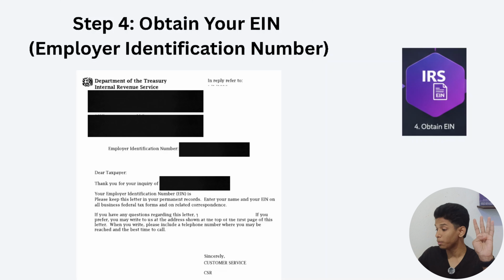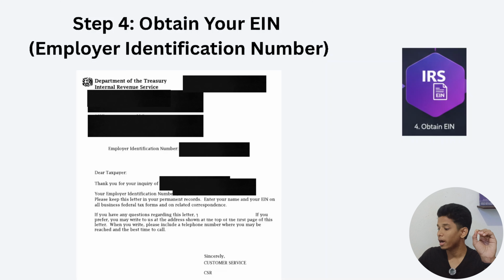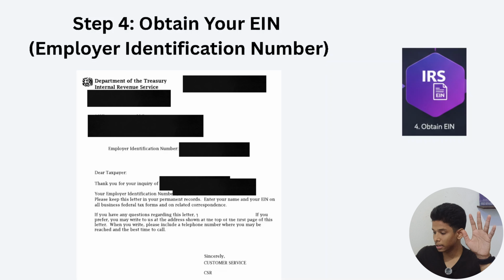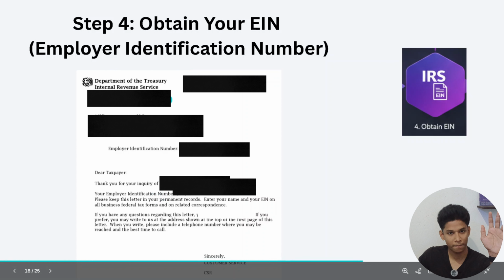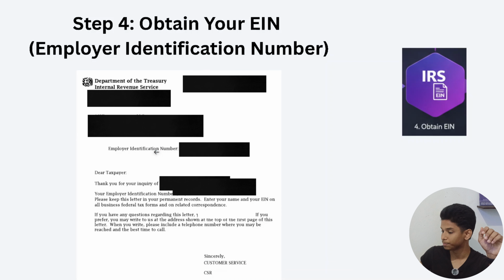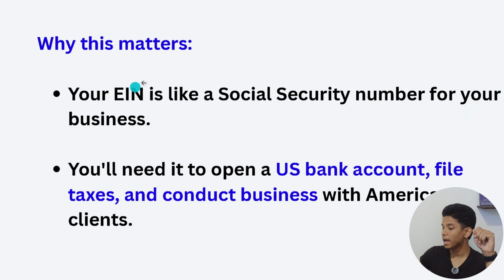So step 4, and the most important, obtain your EIN, the employer identification number. I've covered a lot of things, my EIN number and also my business name, so it will be confidential. Why does this matter? Your EIN is like a social security number for your business.